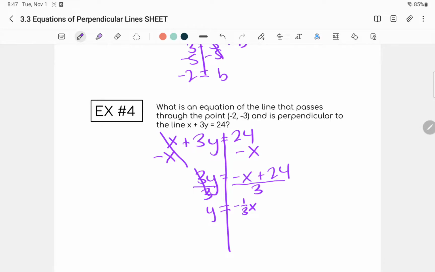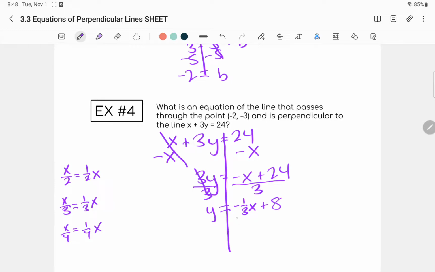I'll put this to the side here. If I'm dividing x by 2, that's 1/2 x. If I'm dividing x by 3, that's 1/3 x. If I'm dividing x by 4, that's 1/4 x. And so on and so forth. So that's how I get this 1/3 right here. So negative 1/3 x, and then 24 divided by 3 is 8.